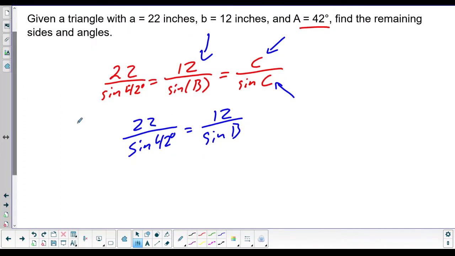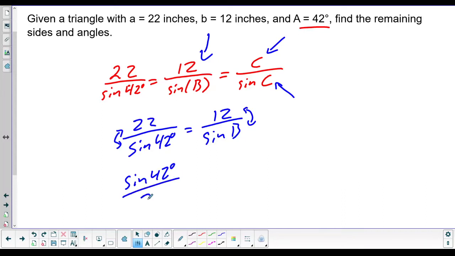All right. So what we want to do now is solve for sine of B. A handy trick here is instead of trying to get this thing on the top, because you can't just divide by 12, right? Then you'll get 1 over sine of B. And we don't want that, right? We want sine of B. So one handy trick that we can use is reciprocal both of these. Just flip them over, and that'll make our whole process a lot easier. So we'll look at sine of 42 degrees over 22 equals sine of B over 12. And then we're going to multiply both sides by 12 to get the sine of B by itself.